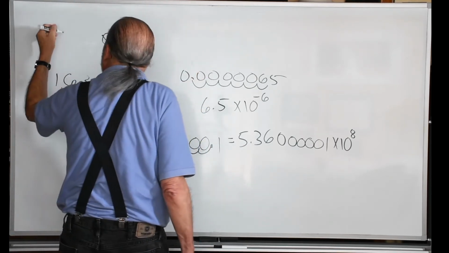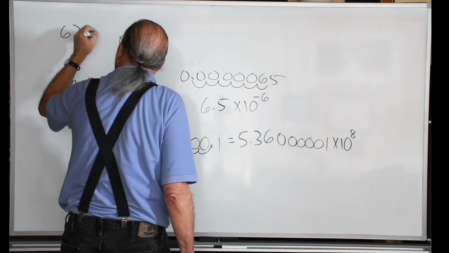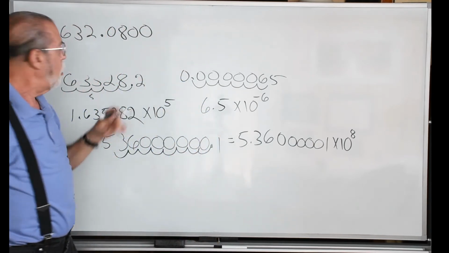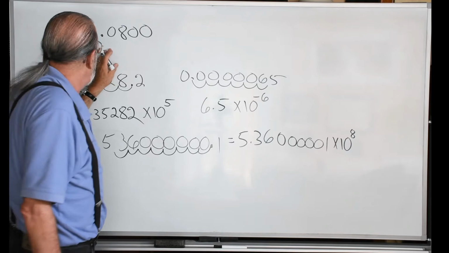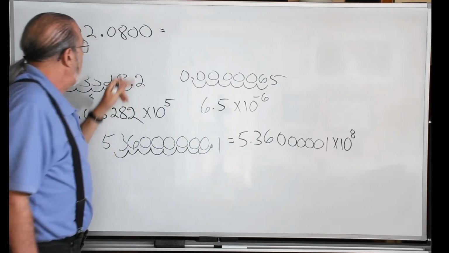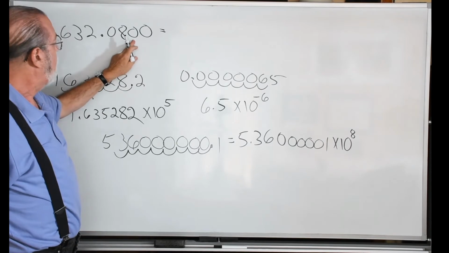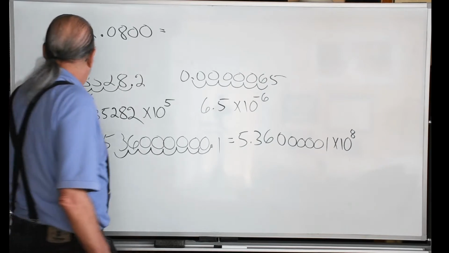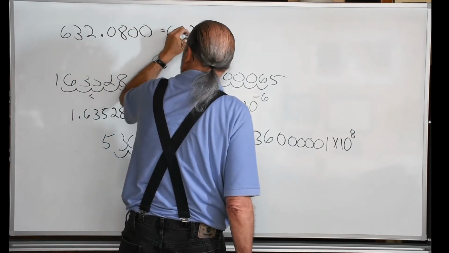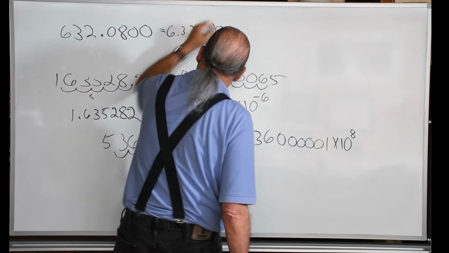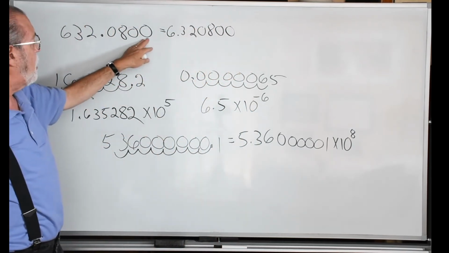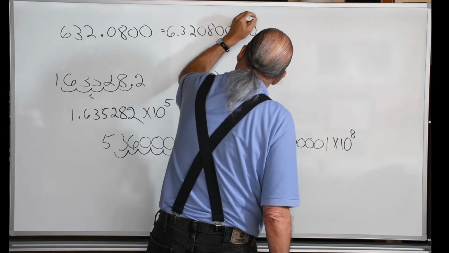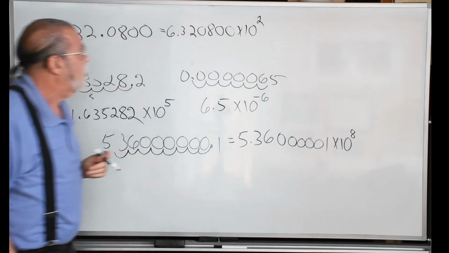So if you had 632.0800 and you were going to convert that to scientific notation, these are significant digits. These are significant. So is this one. So I move the decimal point 2 places, and I get 6.320800. We keep these digits, and we moved it 2 places, times 10 to the second power.